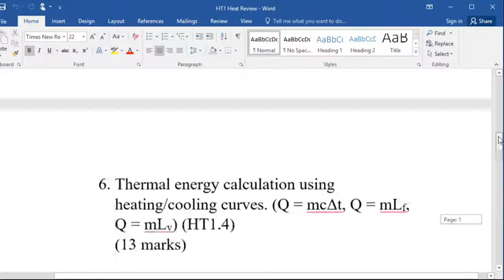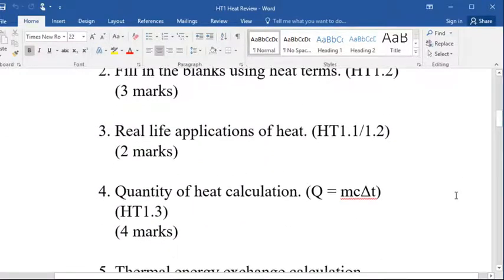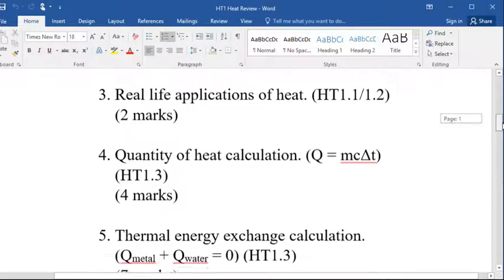And of course, this relationship here just basically looks at, okay, what if you don't have 1 kilogram? What if you have more or less? And what if it isn't just 1 degree C change? So that's where this comes into play, and you can figure out Q or C, etc.